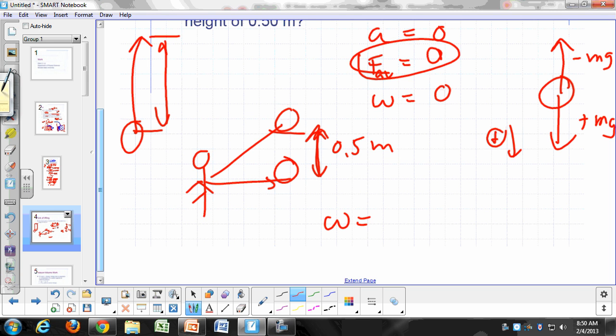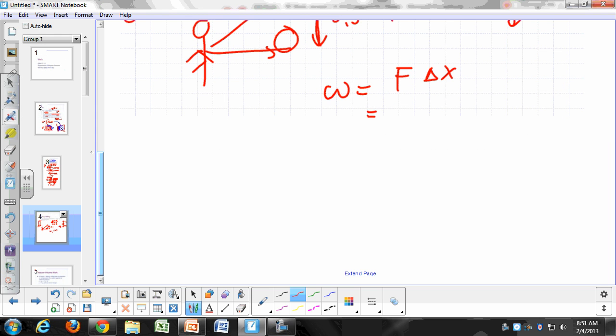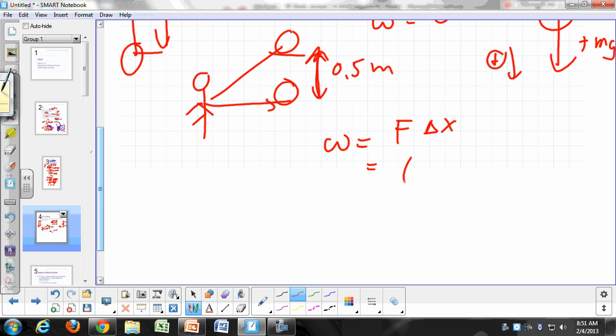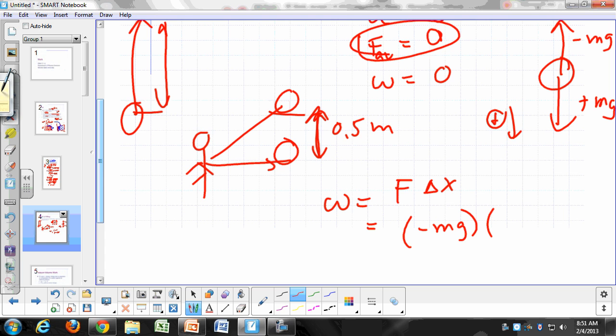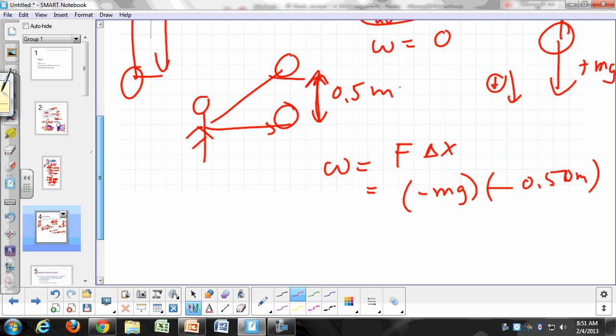Then how much work did you do? Whatever force times the displacement, right? We'll just take the average force exerted. So the average force you're exerting is negative mg. And what's our delta x? Is it positive or negative? Okay, we've taken the upward direction as negative, right? So we're going to have to put negative 0.50 meters here. If that's the height, h, it's just negative h in this case. So negative mg times negative h is just mgh.